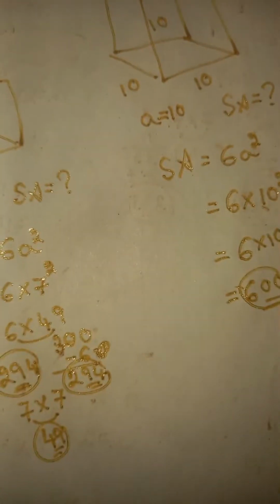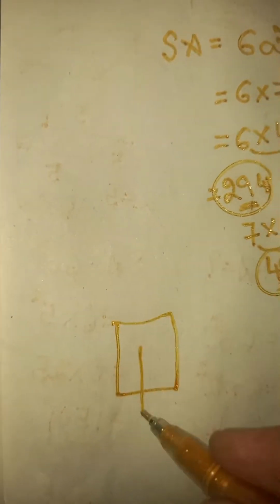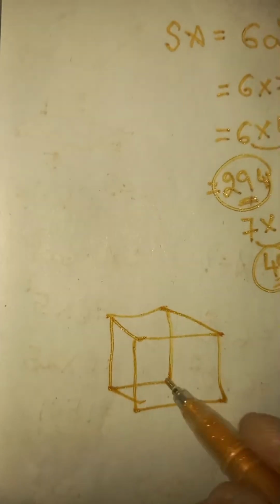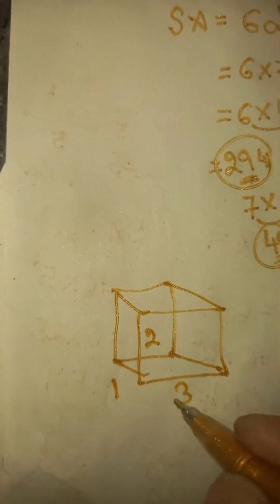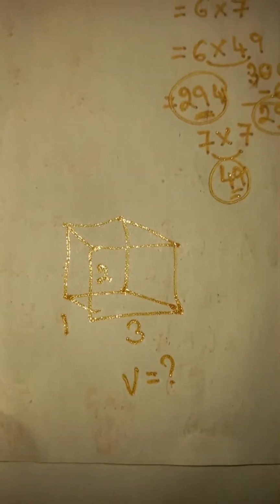Let's take next shape. Next shape is cuboid in shape. In cuboid shape, you're going to find it out like this. They have given a cuboid shape. Here the length is 1 unit, breadth is 2 unit, and the height is 3 units. You need to find out what's the volume of the cuboid.